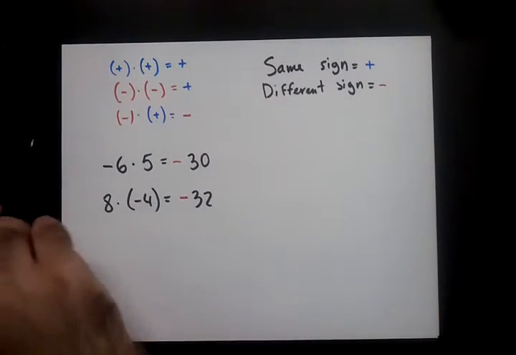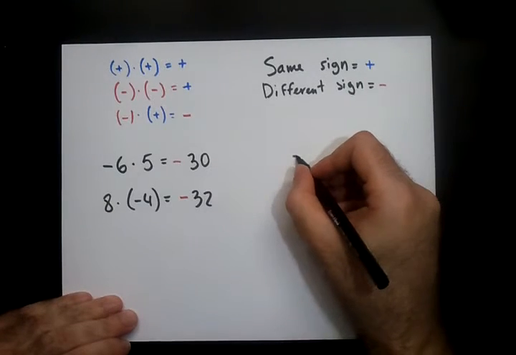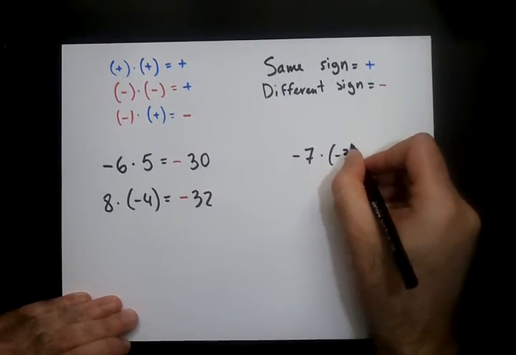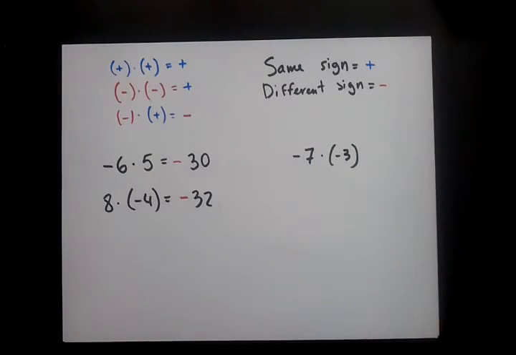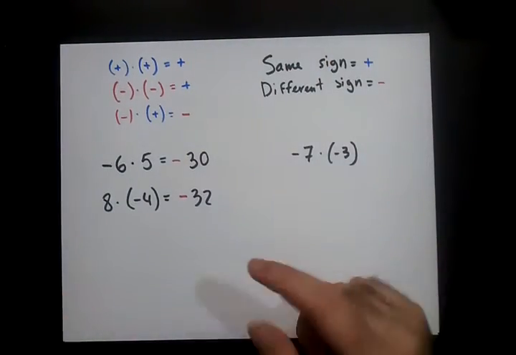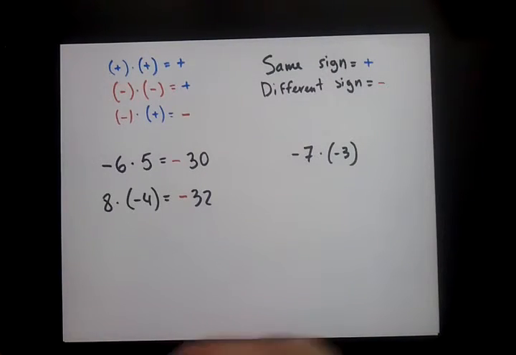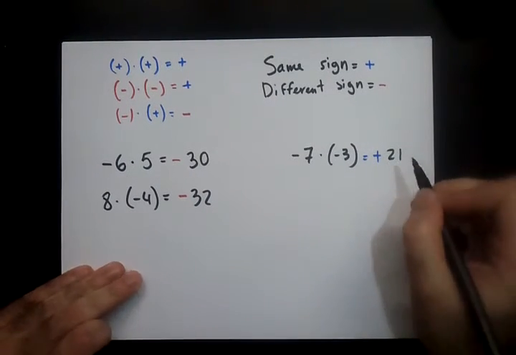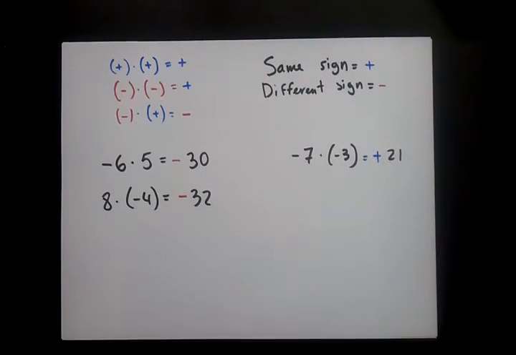What if you have negative 7 times a negative 3? Negative, negative, same sign. Automatically, you know the answer is going to be positive. And 7 times 3 is 21. As easy as that.